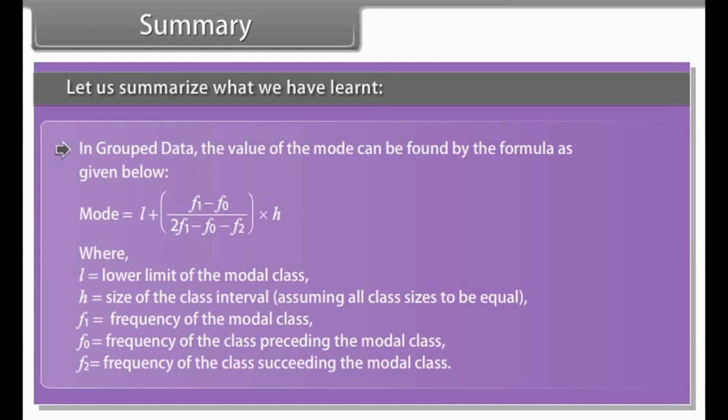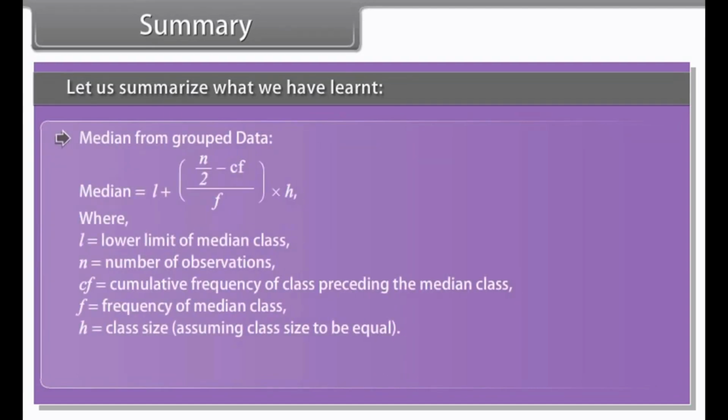Median from grouped data. L plus (n by 2 minus CF) divided by f and multiplied by h, where L is equal to the lower limit of the median class, n is equal to the number of observations, CF is equal to the cumulative frequency of the class preceding the median class, f is equal to the frequency of the median class, h equals class size, assuming class size to be equal.